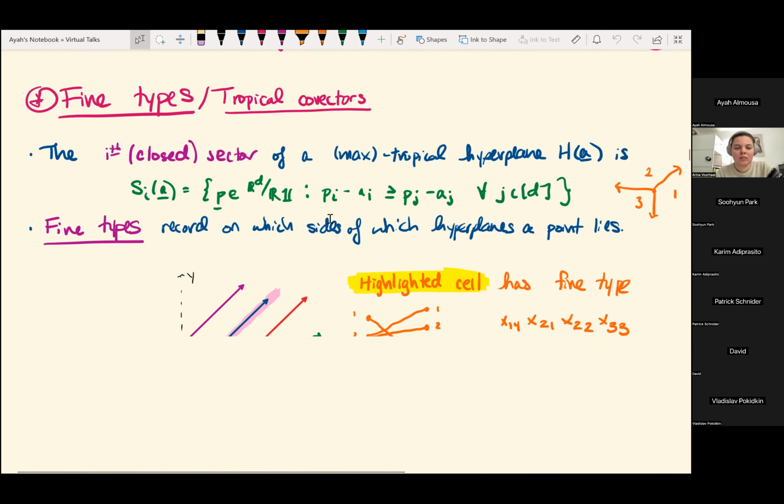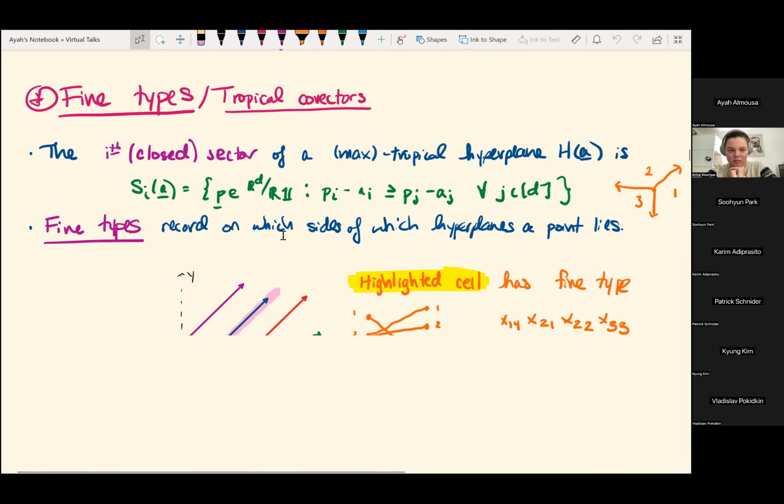So yeah, I kind of hinted at this earlier. We're going to take the ith closed sector to be the piece where the aith spot, when you shift by that point, is greater than or equal to the ajth spot. So in general, the way that you can think about it is that here x is the only thing that achieves the max. Here y is the only thing that achieves the max. Z is the only thing that achieves the max. And that's the easiest way, I think, to remember it.